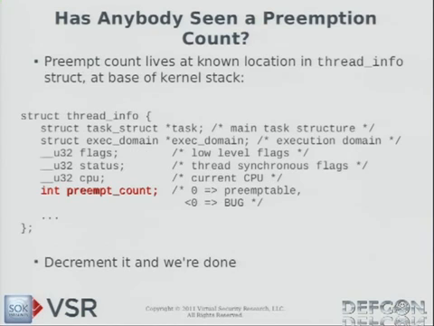It's really easy to find the preemption count. It just lives in this thread info structure, which is at the base of whatever process it is, kernel stack. So all we need to do is, we know where the soft-IRQ stack is. We just find the base of it, and then this variable is at a known offset from that base, and we just decrement it appropriately, and that's all we need to do.